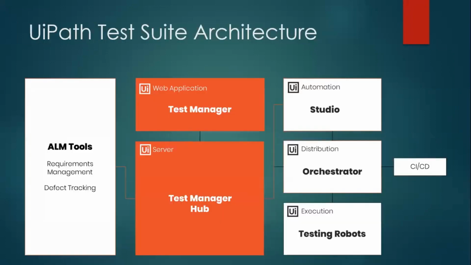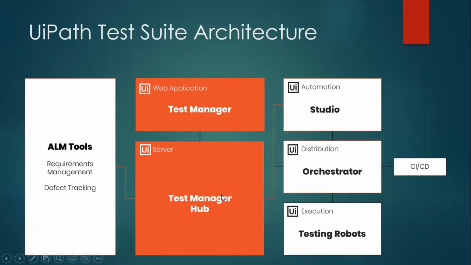And this is the overall architecture of UiPath Test Suite. So here we will have the ALM tools, where we will be tracking all of our requirements of any application development and the defect tracking as well. And we have the Test Manager hub, which is a server sitting behind the Test Manager, which is a web application from where the user can interact. And the ALM tools and the server will be integrated in a two-way communication manner.